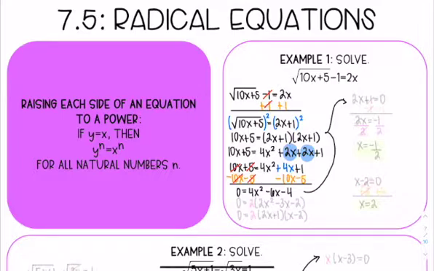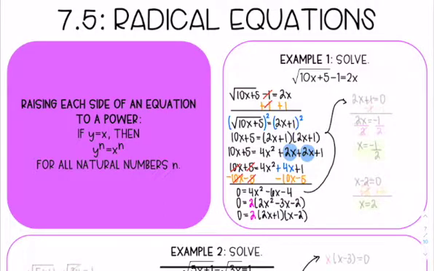Now from here, we want to see if we have a GCF so that we can factor this a little bit easier. There is a GCF of 2, and what I have left over is 2x squared minus 3x minus 2. Let's go ahead and factor the right-hand side. This is going to factor as 2x plus 1 and x minus 2.